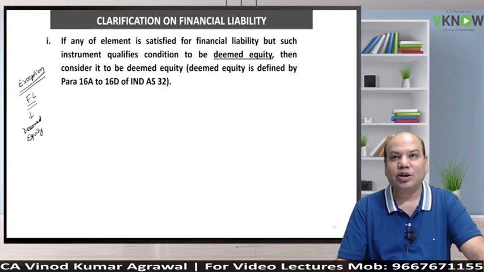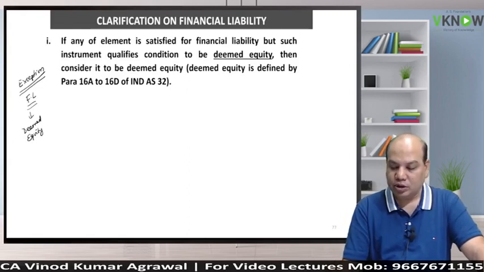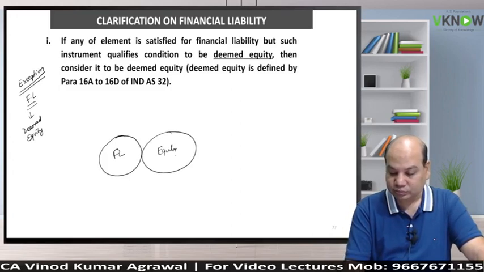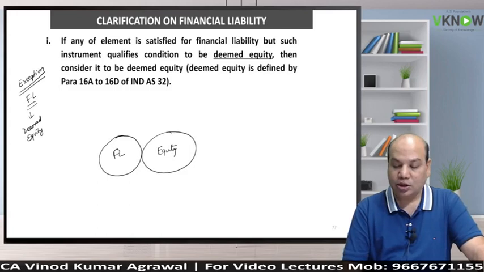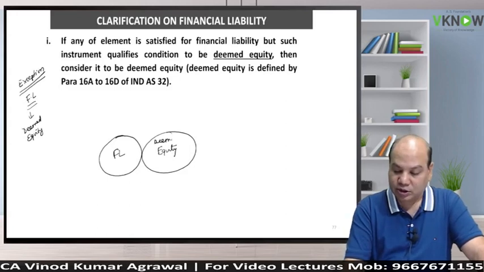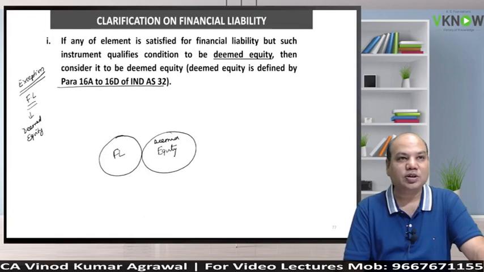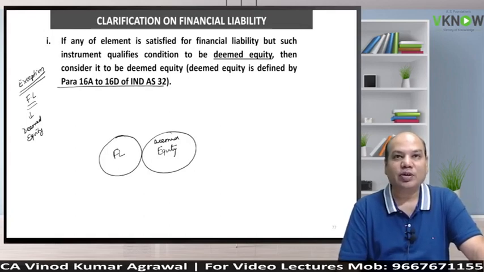be deemed equity. So now some instruments may have features of both. It has features of financial liability also, and it has some features of equity also. Okay, they are called deemed equity, which we will see in the last part when we come to para 16A, 16B, 16C, 16D. There we will see what instruments are deemed equity.